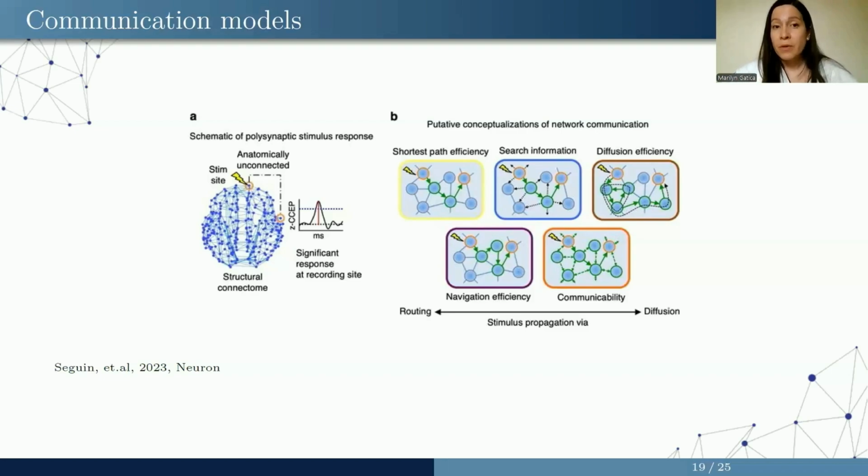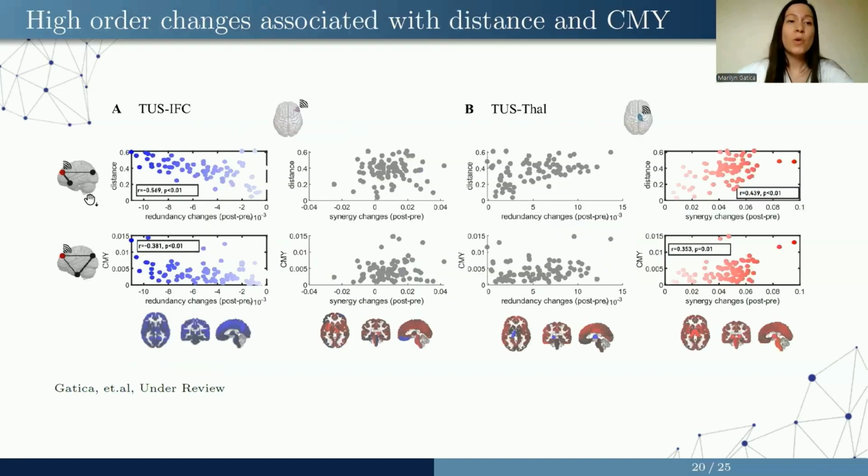They also showed that it's important how near you are to the stimulated target, and we tried to do this too. We used the distance, the shortest path efficiency, search information, and communicability to try to predict the effects in the redundancy and the synergy. From these 4, I will just show you the 2 that were statistically significant for us: the distance and the communicability. The shortest path efficiency was not significant.